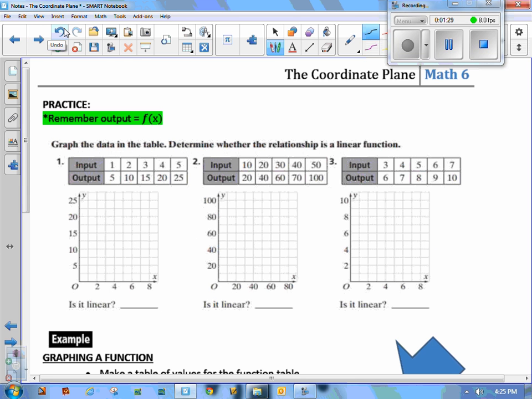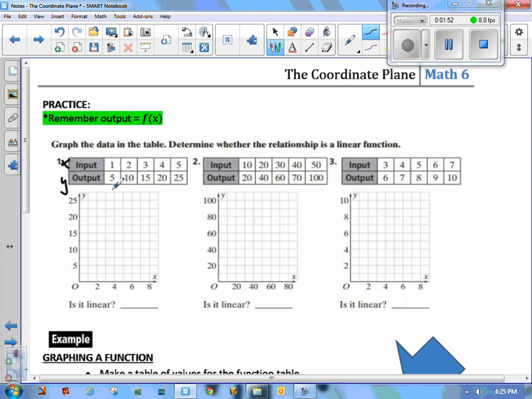So here we are given a data table, and we need to determine whether the relationship is linear or not, which means we need to graph these coordinates. If they connect to make a line, it's linear, so we say yes, and if they do not, then we say no. Remember, input is x, output is y.